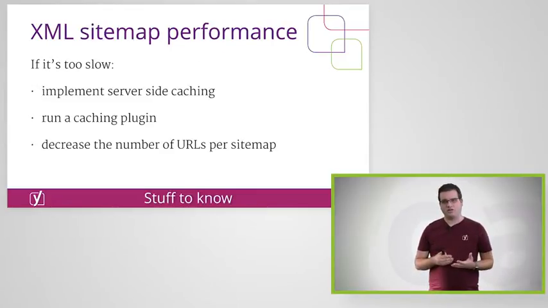Now, we know that XML sitemaps are sometimes slow, and sometimes even so slow that servers cannot generate them. There's a couple of things you can do. Implement proper server-side caching. Run a caching plugin within your site, something like WP Rocket, WP Super Cache, W3 Total Cache. They all work for this. And decrease the number of URLs per sitemap. That's actually the only setting on the first tab of the XML sitemap settings page. If you decrease that from like 1,000 to 500 on most, even the cheapest hosting, it will usually work.